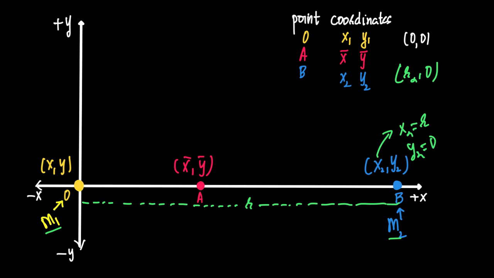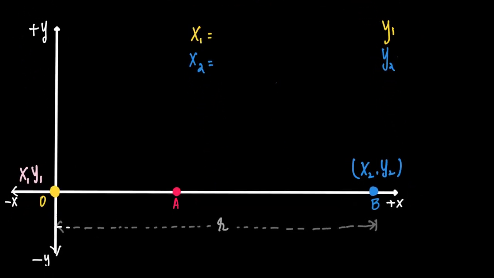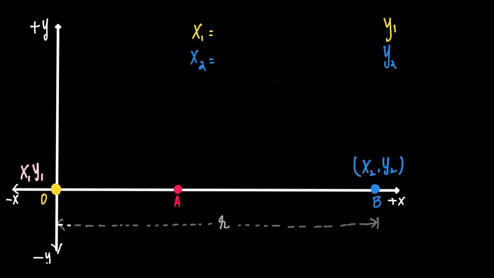Pause yourself here, draw this on your own, place these particles on the x-axis, and then try to write the coordinates on your own. Things will become really clear then. If you have a doubt, you can come back. And we know that the coordinates here are x1 equal to 0 and y1 equal to 0. x2 is equal to r and y2 is equal to 0, right?